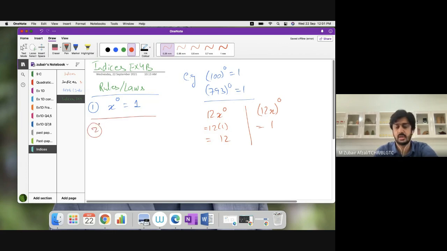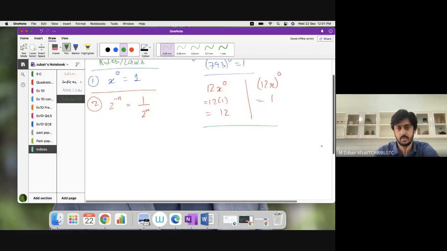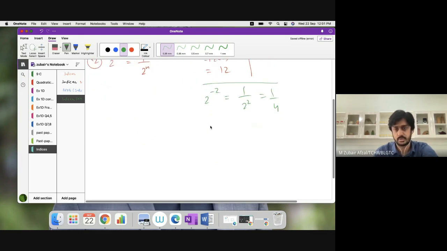Second rule is with the negative power. 2 raised to power minus n is equal to 1 over 2 raised to power n. In case of numbers, we'll be able to write the values as well. This is 2 raised to power minus 2, which is 1 over 2 square, that is 1 by 4.